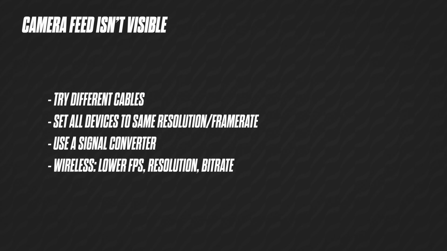If you're using wireless transmitters, I've also seen the feed cut out at times if it's trying to send too much data wirelessly. Aside from moving the wireless video transmitter and receiver closer together, you can fix this by lowering the frame rate, resolution, and bit rate of your camera so it isn't trying to send quite as much data.